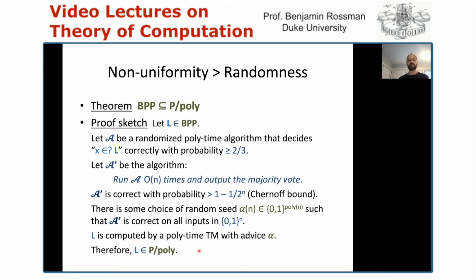Great, so now it follows immediately that this L is therefore computable by a polynomial time Turing machine with this advice string alpha, right? You just simply run A prime with alpha playing the role of the randomness. And therefore, by our characterization of P/poly in terms of polytime Turing machines with advice, this shows that L is in P/poly. Okay, so this is the proof that non-uniformity is more powerful than randomness.